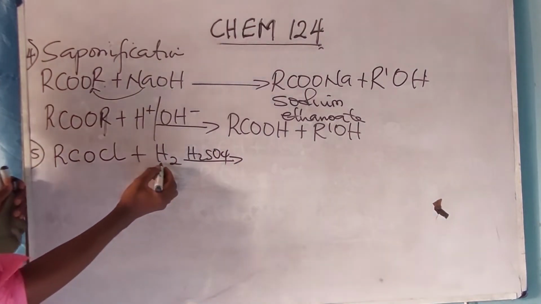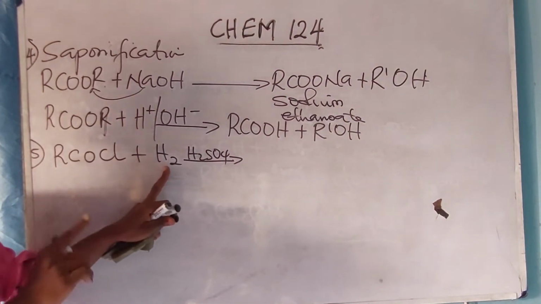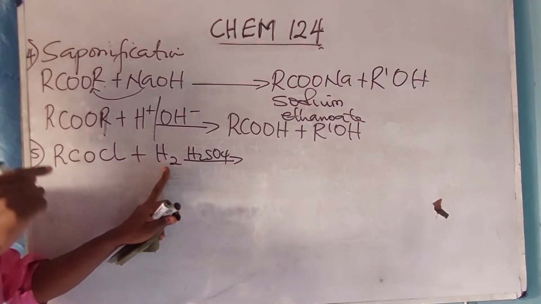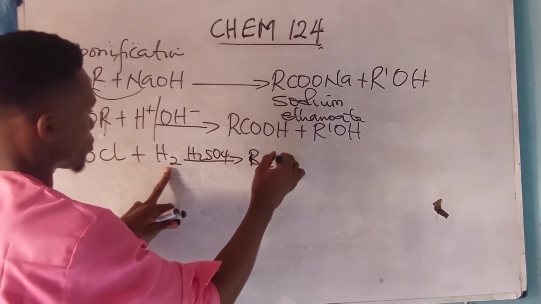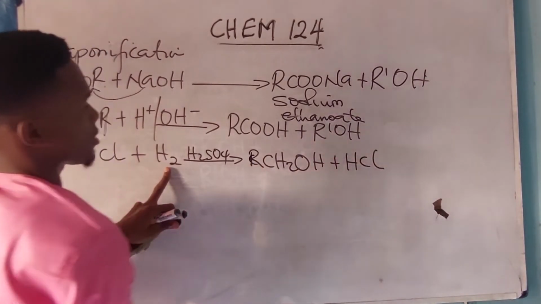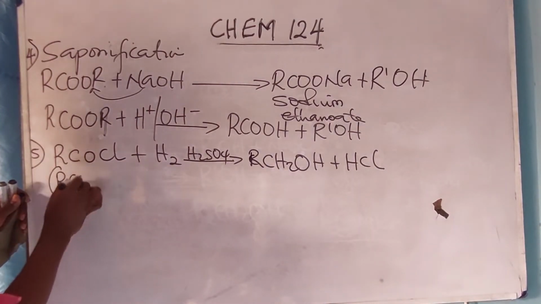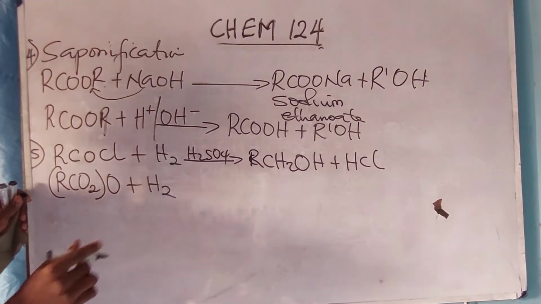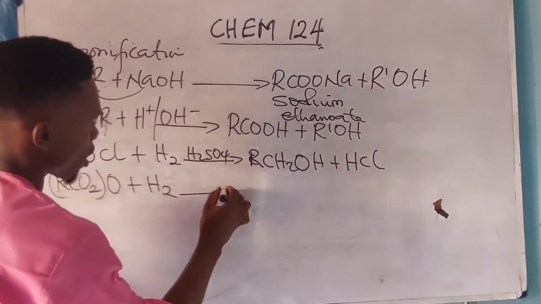Now, hydrogenation is the addition of what? Hydrogen atom. So in doing this, please take note. When hydrogen atom reacts with acid chloride, it produces an alcohol and what? Hydrochloric acid. I have ROCH2OH plus what? Hydrochloric acid. Alright? But when it reacts with acid anhydride, it will produce an alcohol and what? Water. An alcohol and what? Water.